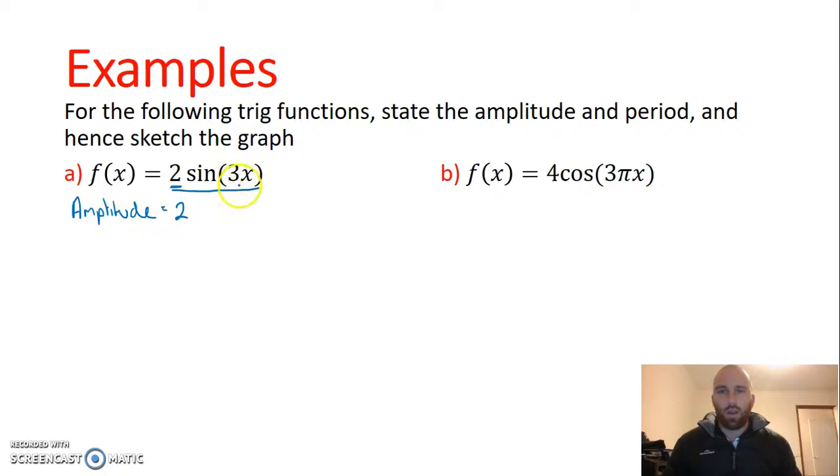Okay, so sine with the 3x. That 3x is going to change our period. How do we find our period? We get the formula 2 pi over n, which equals 2 pi on 3.